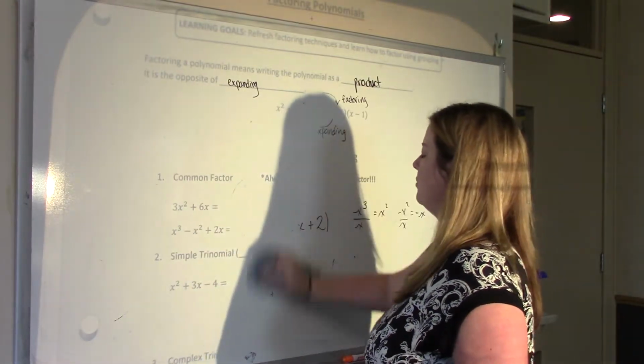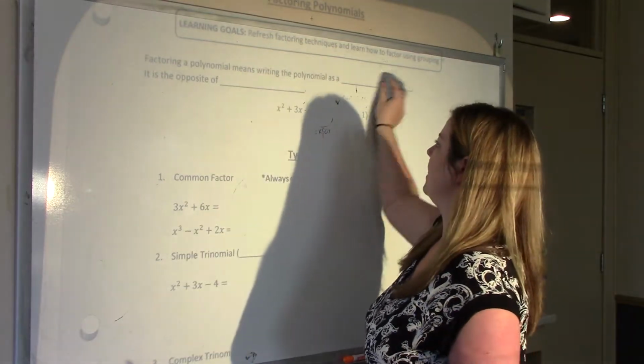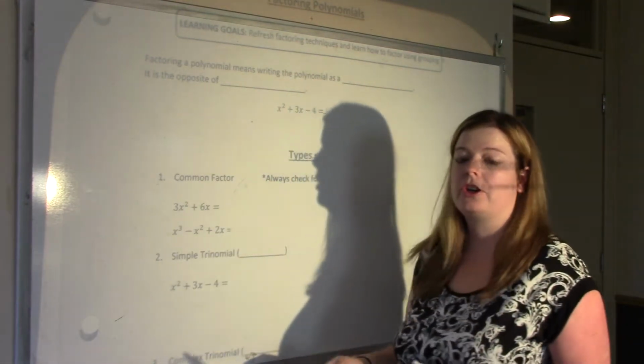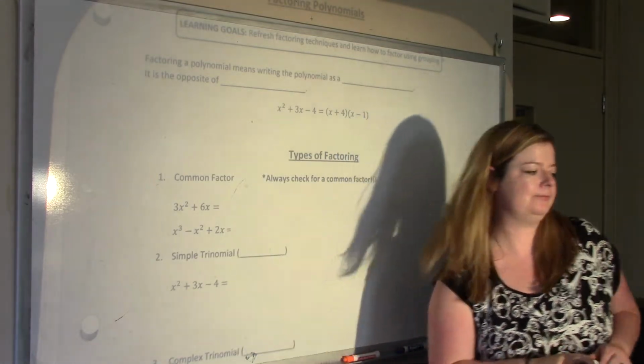So remember, when dealing with simple trinomials, that's all it is. What two numbers multiply to the last number and what two numbers add to the middle number. You don't need to do any more work with decomposition. You can just go right to the answer.